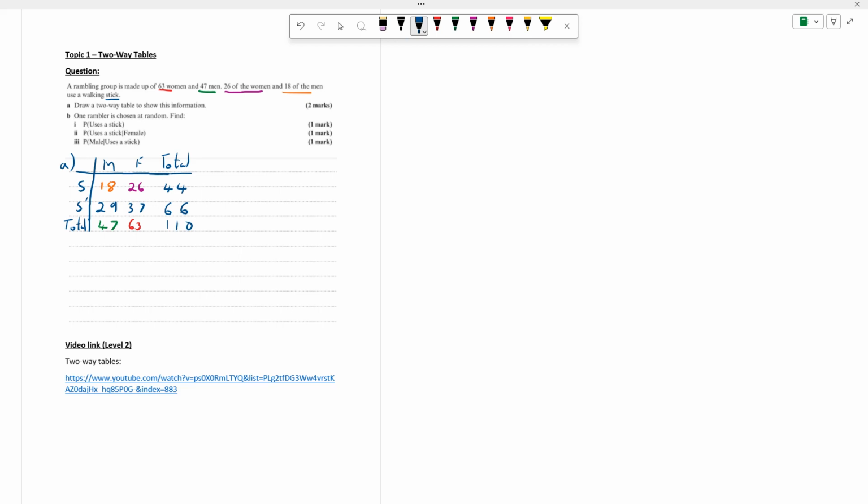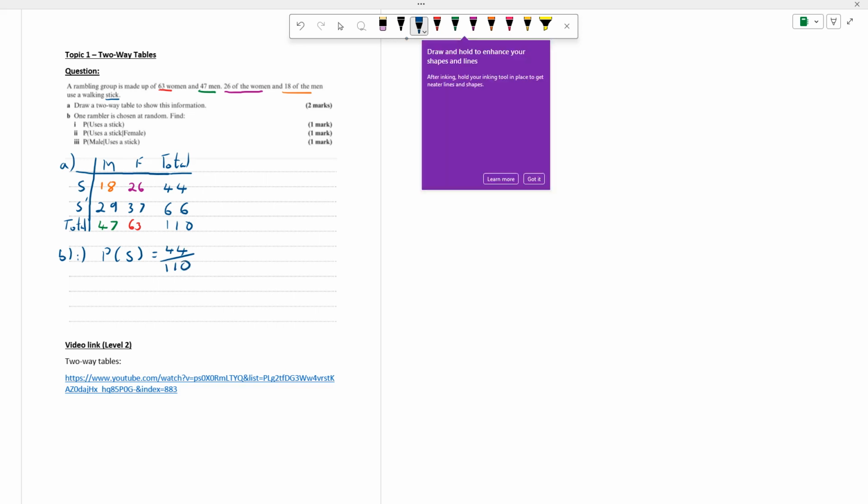If I'm finding out a missing gap and I'm doing the final gap, then we need to make sure that both options add or take away to make that number. So you've got to make sure it works in every direction. Right, now we can use this for our probabilities. The first one is the probability that they use a stick. So that's probability of an S in my case. I'm just talking about the total. Number of walking sticks in total is 44. The grand total was 110, so it's 44 out of 110, nice and easy.